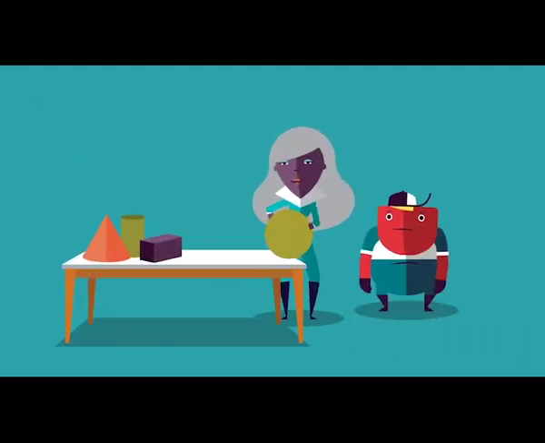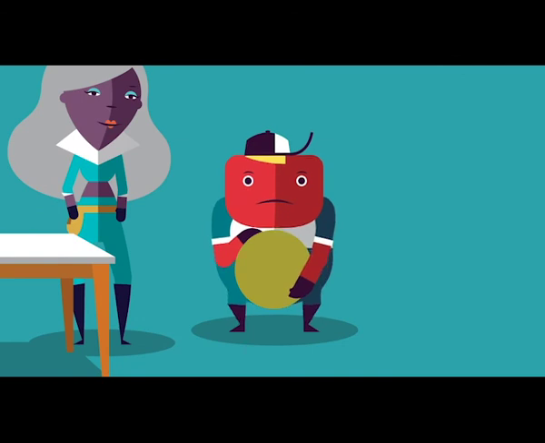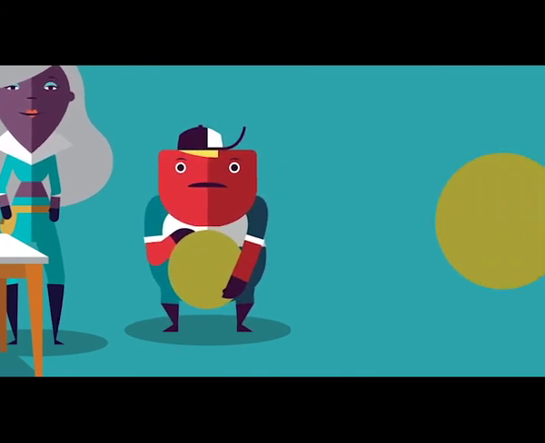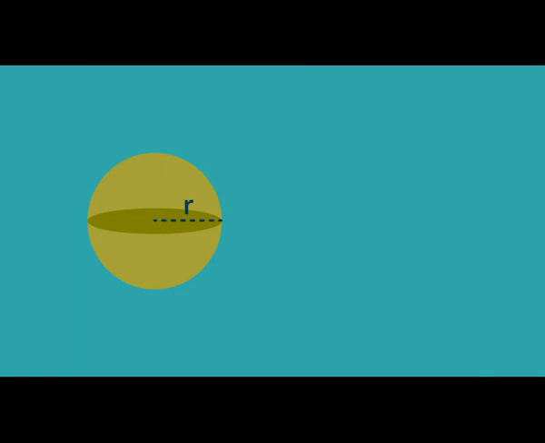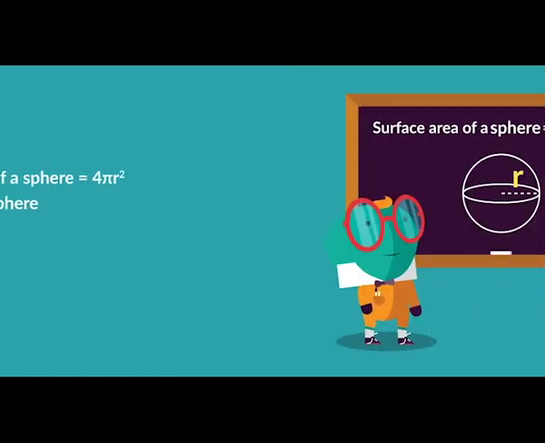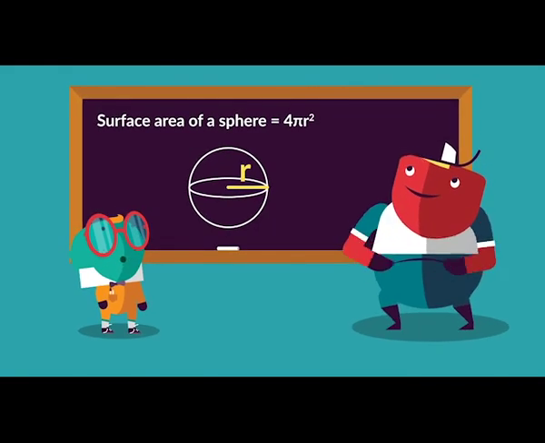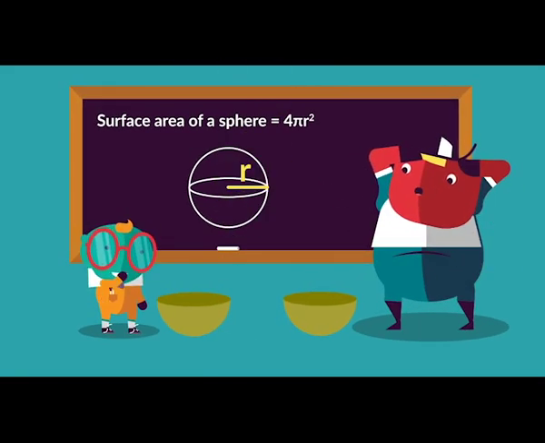A sphere only has a curved surface and cannot be expanded into a flat surface net as we have done with the other solids. However, there is a formula that we can use to work out the surface area of a sphere. This formula is surface area equals 4 pi r squared. R here stands for the radius of the sphere. As long as you know the length of the radius of a sphere, you can always find its surface area.